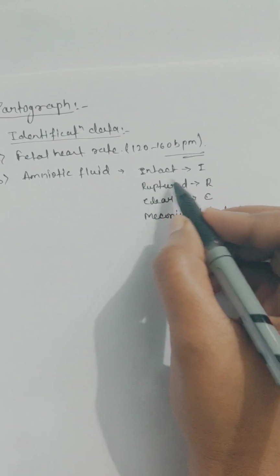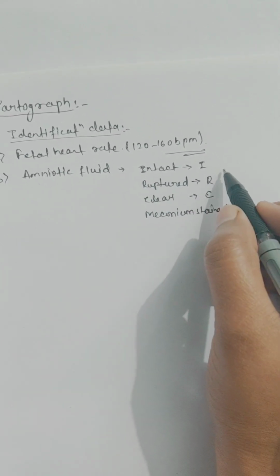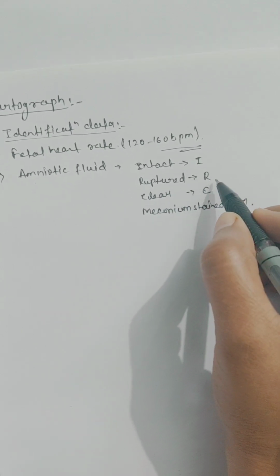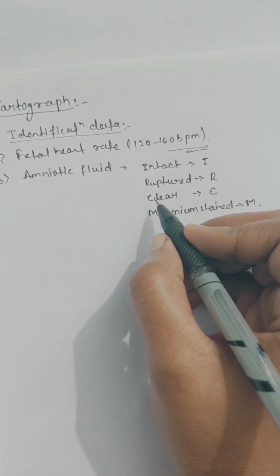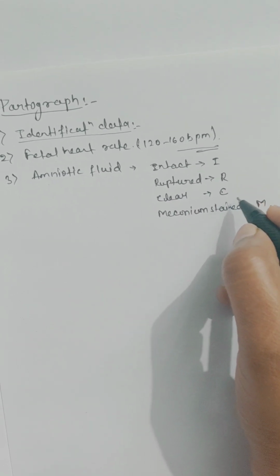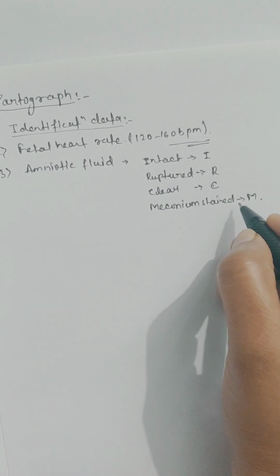Amniotic fluid: if the membrane is not ruptured, then it is denoted as I, and if the membrane is ruptured, then it is denoted as R. And if the amniotic fluid, also known as the liquor, is clear, then we denote it as C, and if it is meconium stained, then it is denoted by M.